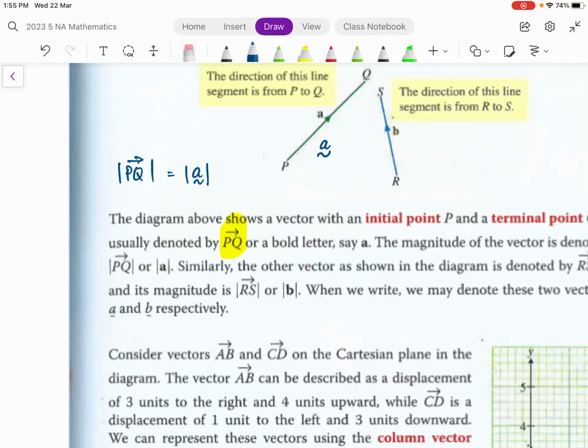Okay. Now question: can magnitude be negative? Things that only have magnitude, like your time, your mass, all these cannot be negative. Okay, so magnitude can only be positive. So let's go on with vector displacement.